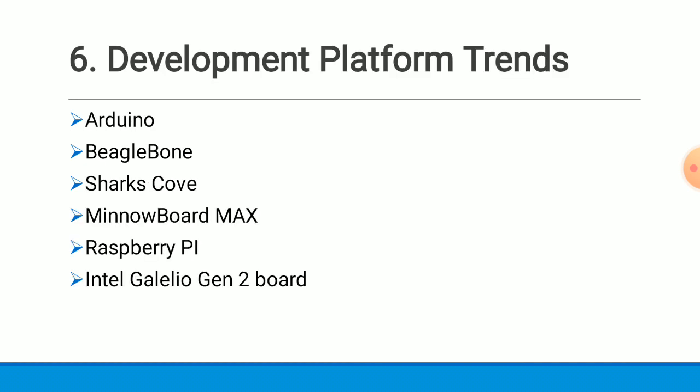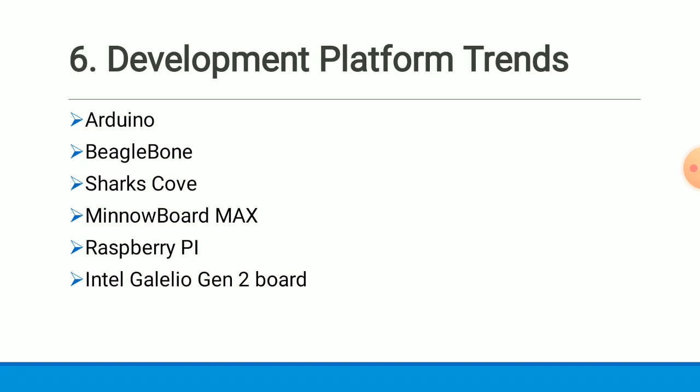And last one is development platform trends. The development platform is an integrated hardware platform which incorporates a processing unit, integrated peripherals, expansion boards, then debug interface for interfacing with a host computer for firmware development, etc. So some of the popular hardware development platforms are given, like Arduino, BeagleBone, Sharkscore, Minoboard Max, Raspberry Pi, Intel Galileo, etc.